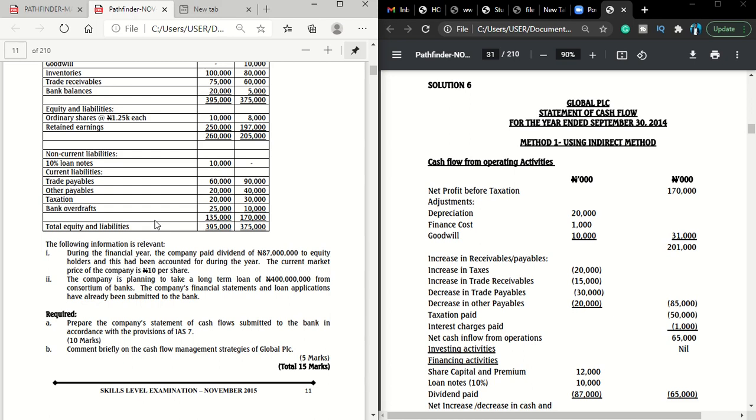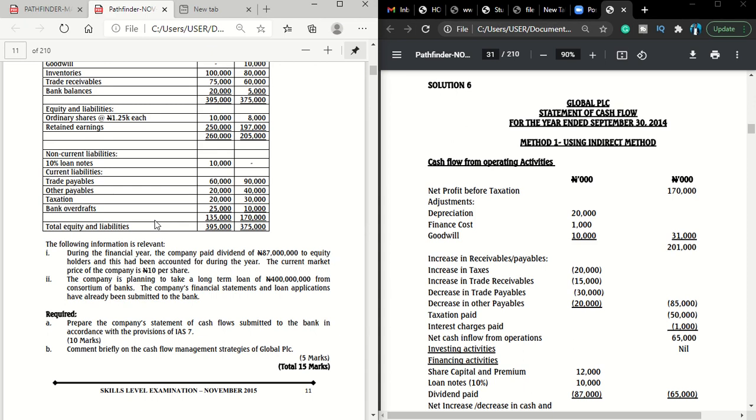The following information is relevant. The first one: during the financial year, the company paid a dividend of 87,000 to equity holders, and this has been accounted for during the year. The current market price of the company is 10 naira per share. Next one: the company is planning to take a long-term loan of 400 million from Consortium Bank. The company's financial statements and loan application have already been submitted to the bank. Prepare the statement of cash flow submitted to the bank in accordance with provision of IAS 7.